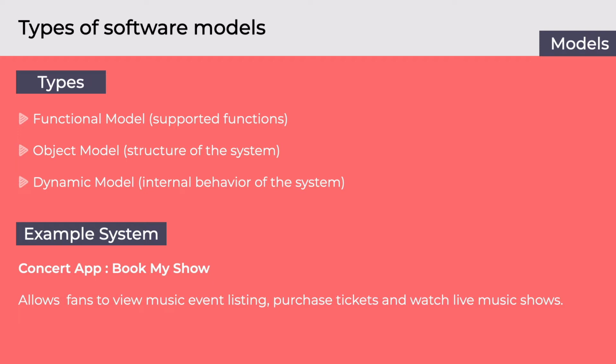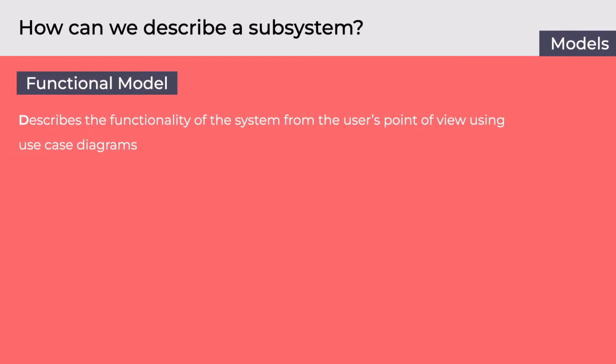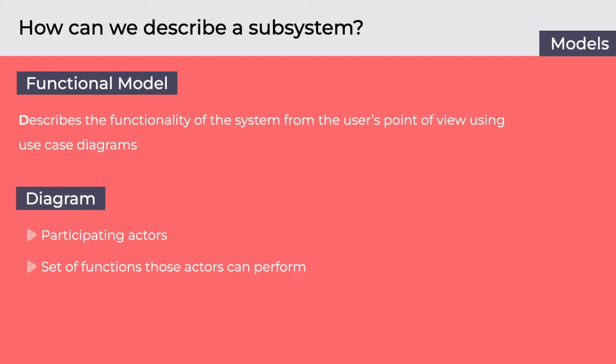As I mentioned, a functional model describes the functionality of a system from the user's point of view. The functional model can be represented via the use case diagram using UML. In this model, we identify all the participating users. These are also known as actors, and all the functions that these actors can perform. Then we draw out the use case diagram showing the actors and the functions they can perform using lines. This provides a high-level view of the actors and the functions of the system and who can actually invoke those functions. Let's go through building a use case diagram for our concert app.